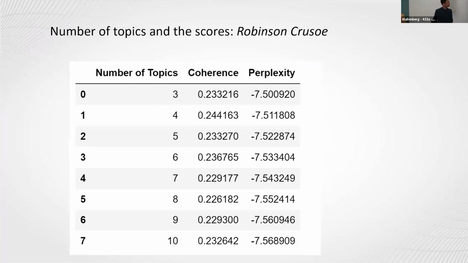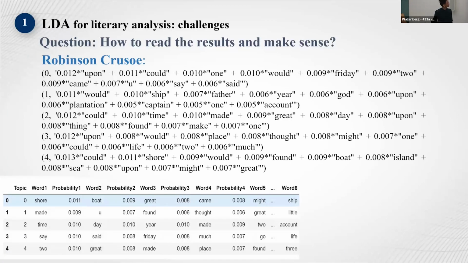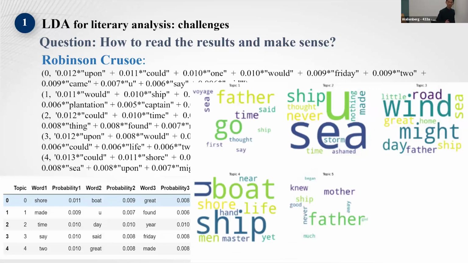But if we apply LDA to the first chapter of the novel, with word cloud, what can you see? Topic 1: fathers, go, time. Second topic: ship, sea. Topic 3: wind, road, might, day, father. Topic 4: boat, ship, hand. Topic 5, the last one: father, mother, new ship, good. Can you make up the story? It seems much more difficult.